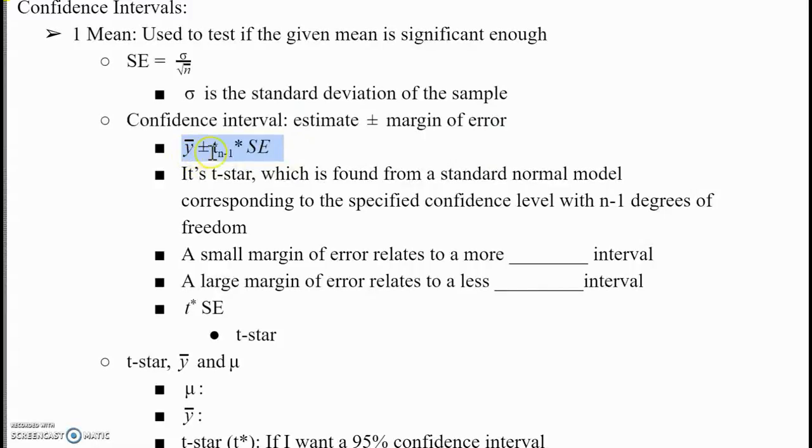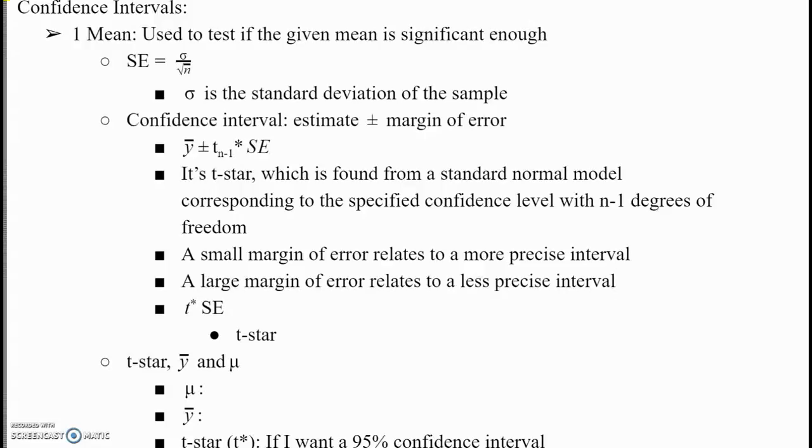It's y bar plus or minus t star with n minus 1 degrees of freedom times SE, which is from here. Now again, it is t star, which is found from the standard model corresponding to the specific confidence level with n minus 1 degrees of freedom. Now in this unit, because a lot of it is redundant from the previous, I've put these gaps, the underlined areas. It's for you to fill out to make sure that you still understand the concept from the previous unit. So maybe you can pause the video and try this section out for yourself.